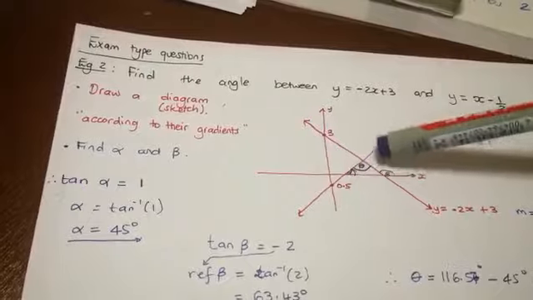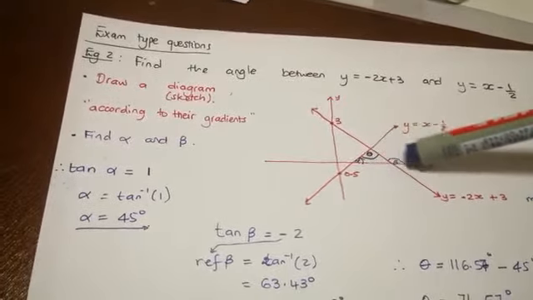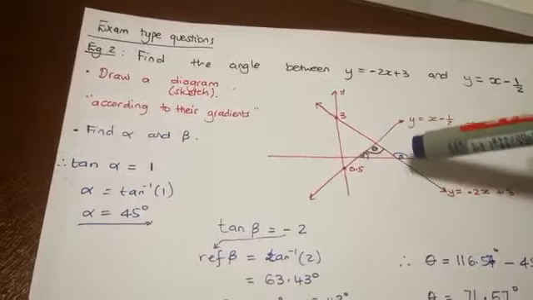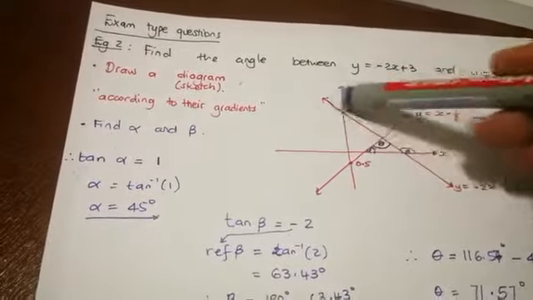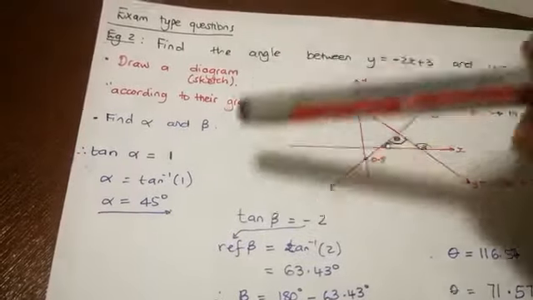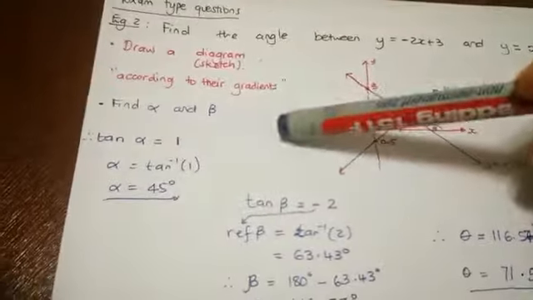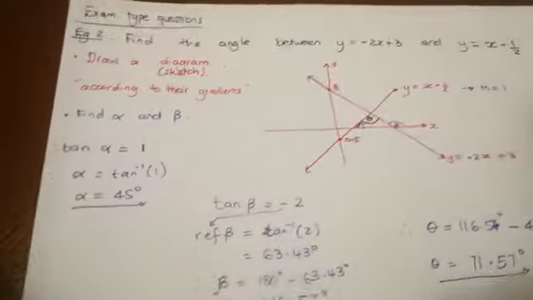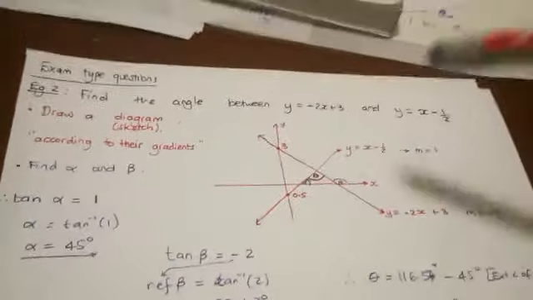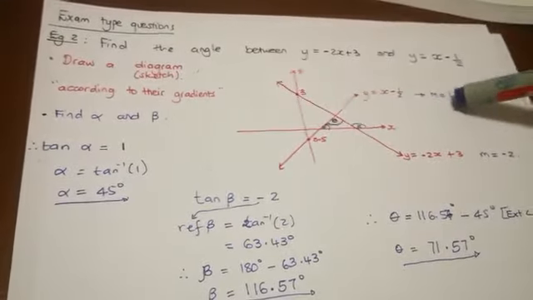The angle that we are looking for is theta, the angle between them. So I indicated beta here, which is the inclination of the decreasing line, and alpha, the inclination of the increasing line. Then I calculate alpha and beta. So tan beta is equal to 1 because the gradient of this line is 1.